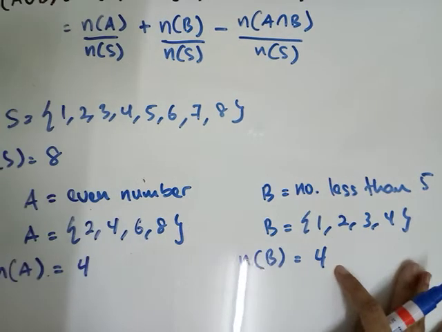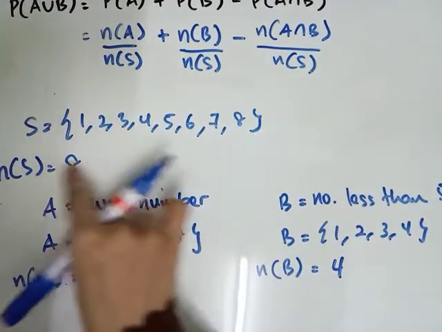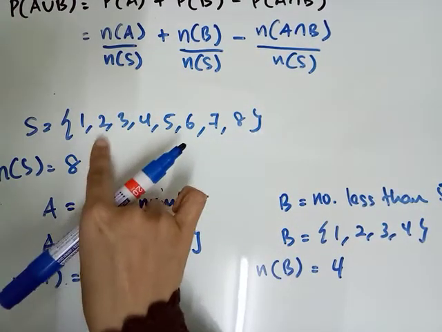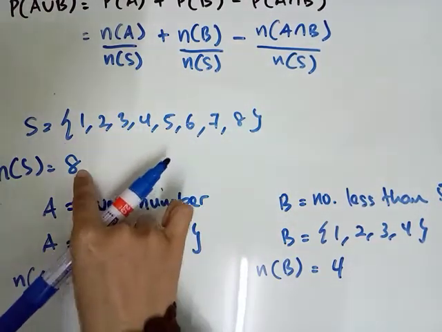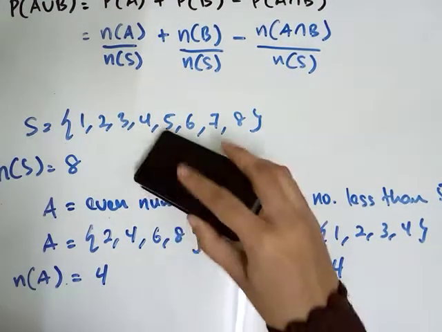Alright. So, kita dah tahu NA dengan NB. This is sample space dah. The number of elements in sample space is 8. Okay, and then barulah kita boleh substitute into formula. Saya padam lah.